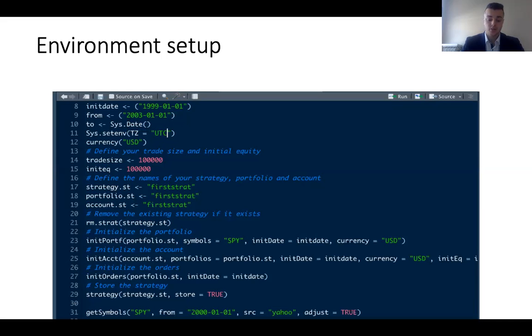We also need to define the trade size and initial equity. Then we will define the names for our strategy and remove any existing ones. The next step is to initialize the portfolio, the account, and the orders, and also to store the strategy. The command getSymbols allows us to get symbols for the dates that we have set.